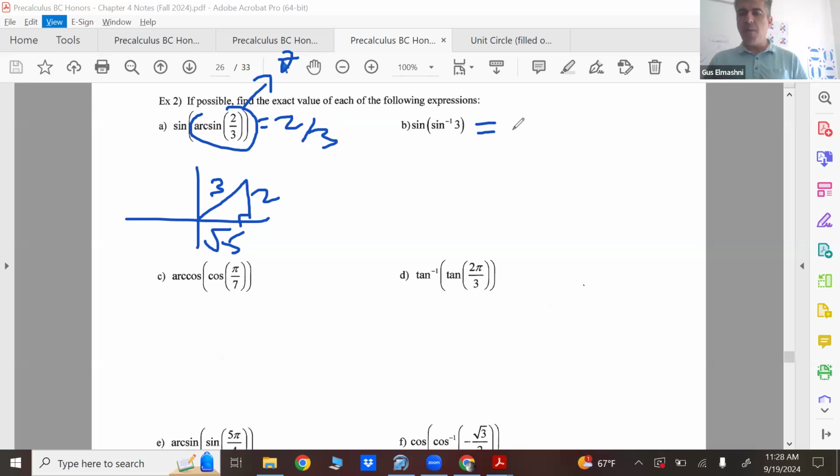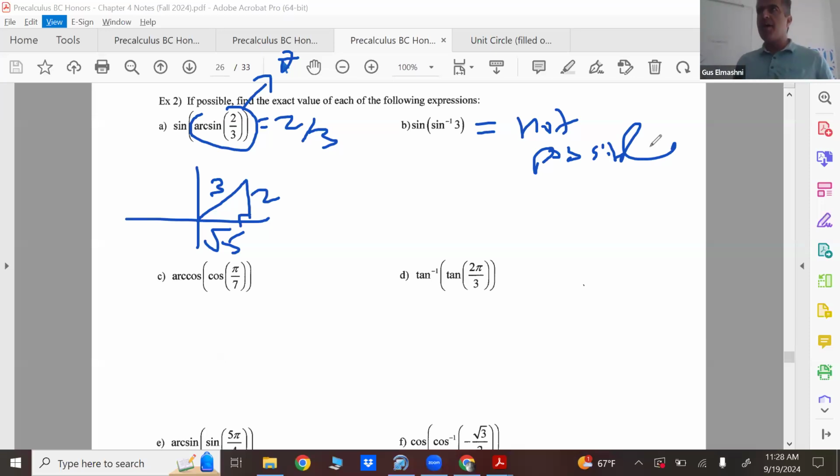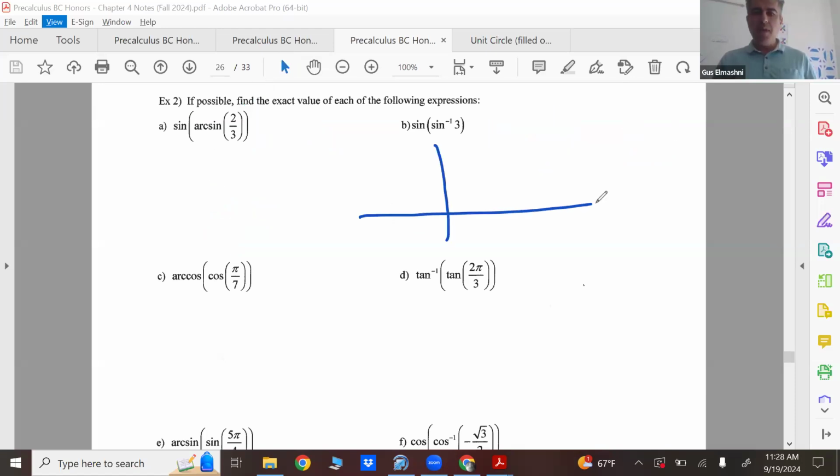And why was this undefined? Why was this not possible? That goes outside my domain. Remember, we had a restricted domain for inverse sine from -1 to 1. 3 is outside of that. Plus, how can I get an output of 3 for sine? That's impossible. If I draw a triangle again, 3 as a fraction is 3/1. That hypotenuse can't be more than the leg. That just can't happen. So not possible. All right.